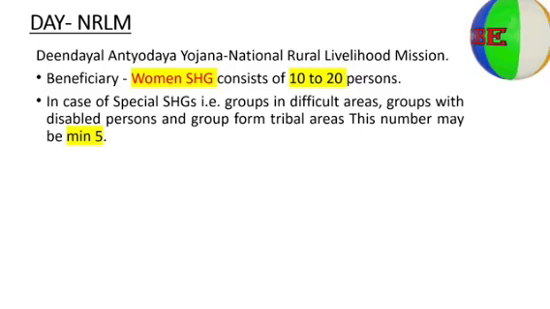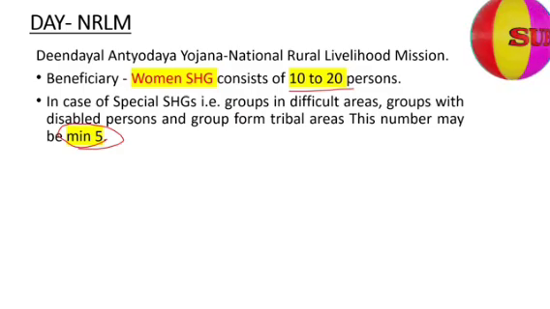In difficult areas, or where the group is with a disabled person or a group from a tribal area, normally 10 to 20 members are required, but in difficult areas it can be as low as 5. So both of these questions can be asked. What is the group size in NRLM? Normally it is 10 to 20. In difficult areas or in tribal areas, it can be a minimum of 5.